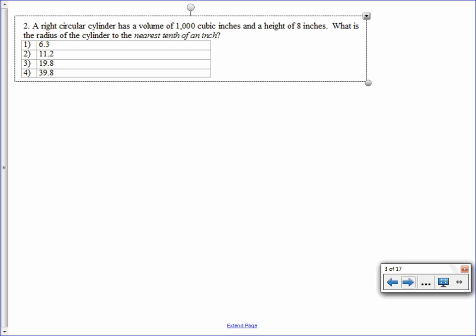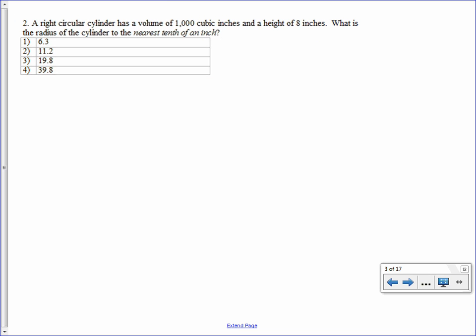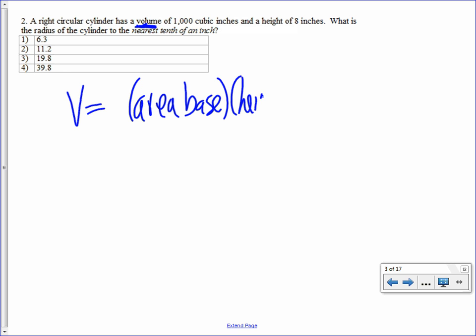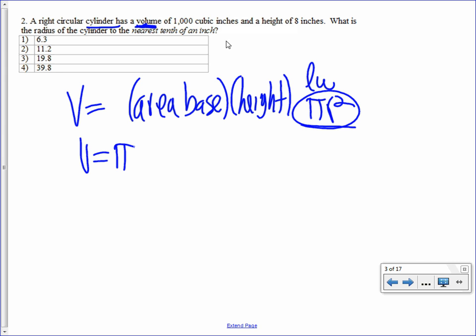Number 2, a little bit of an older one. A right circular cylinder has a volume. I stop in my tracks. Volume equals the area of the base times the height. Length times width, or pi r squared. Does the shape come to a point? Cylinder, no. If it did, it would get 1/3. It's a circular base, so it gets pi r squared. So my formula is V equals pi r squared times the height.